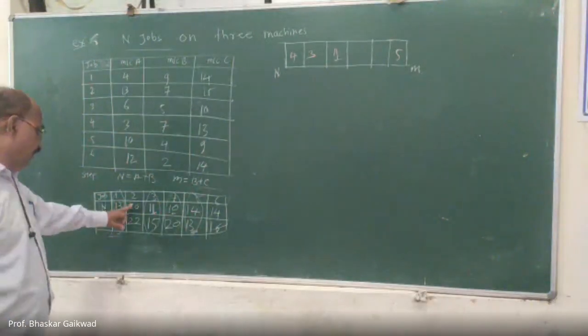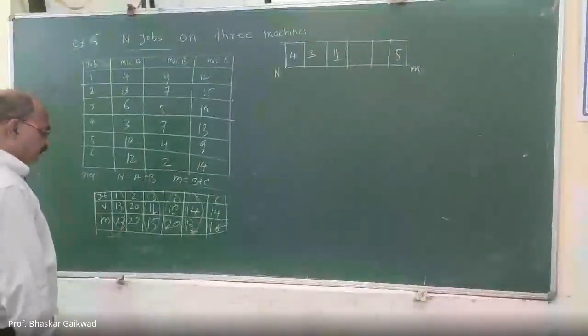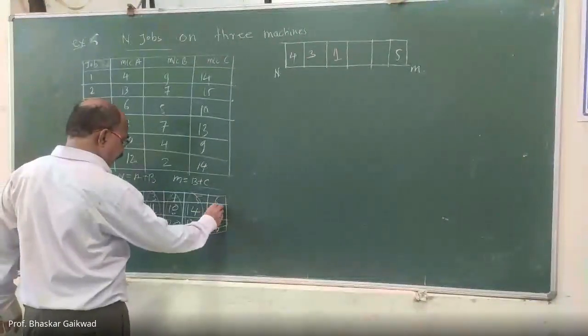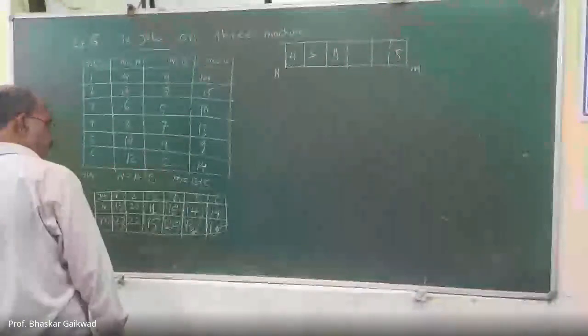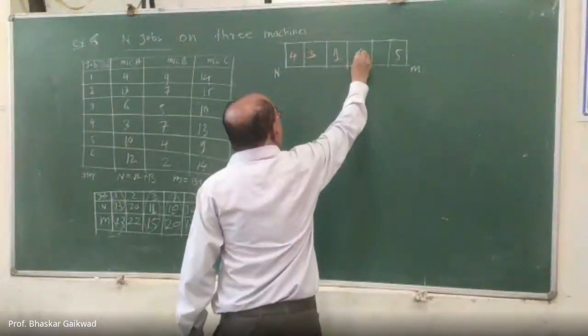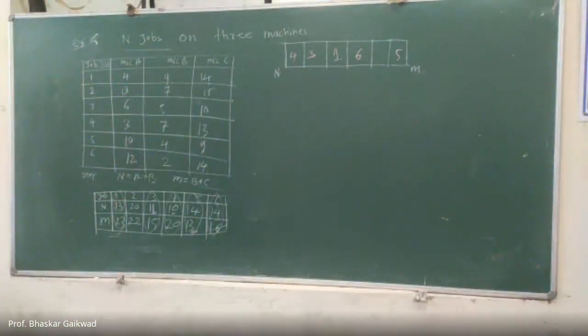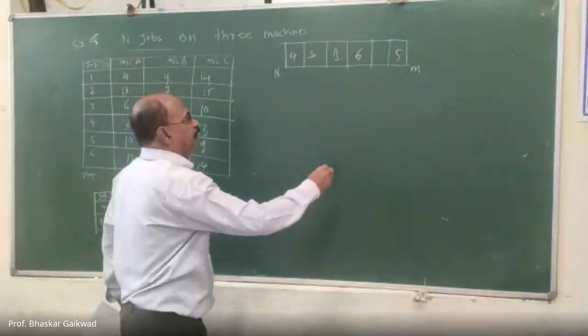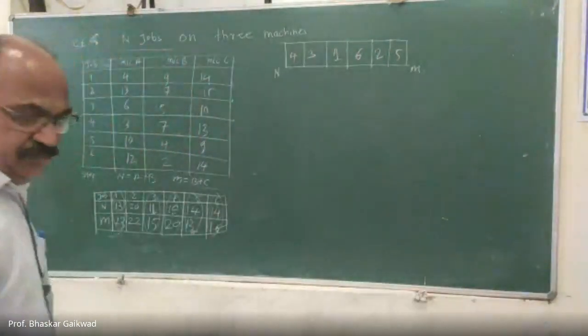So out of these, which is the minimum? This is the minimum, so this is the 6th job. After 1, there would be job 6. And then the remaining one is 2, so this 2 will be here. So this is the sequence. Correct?